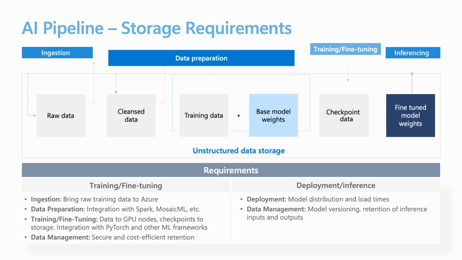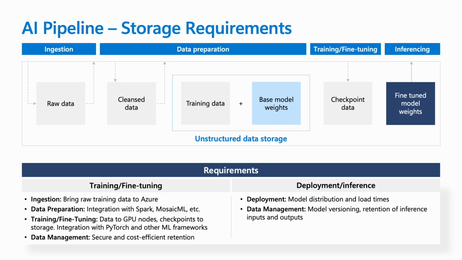How do we use storage in all of these pipelines? The first one is ingestion. We want to be able to bring raw data into Azure. That involves making sure that we have large enough pipelines and frameworks that are available to bring data to Azure. And then there's the data preparation steps where we want to integrate with frameworks, with Spark, Mosaic ML, and multiple other things. And then we should be able to train and fine-tune. This involves bringing data to GPU nodes for the models to run. And of course, checkpointing them to make sure that the states are preserved.